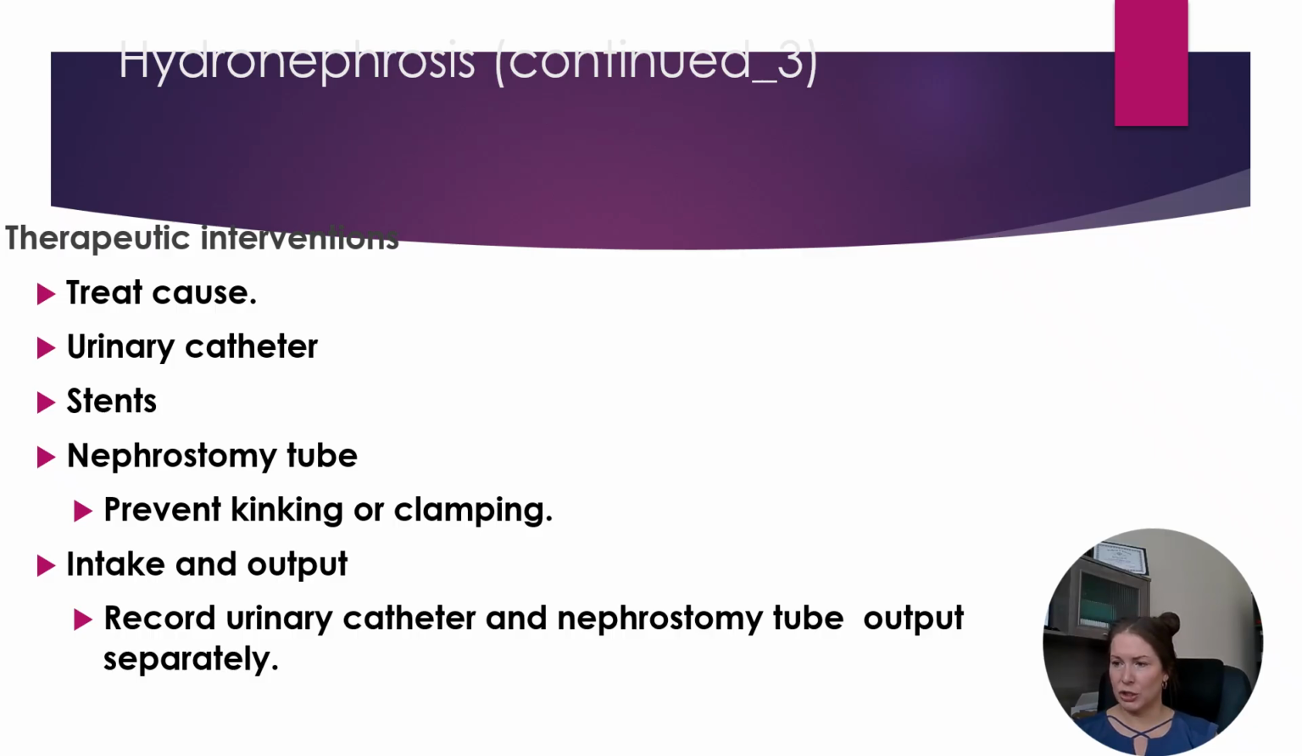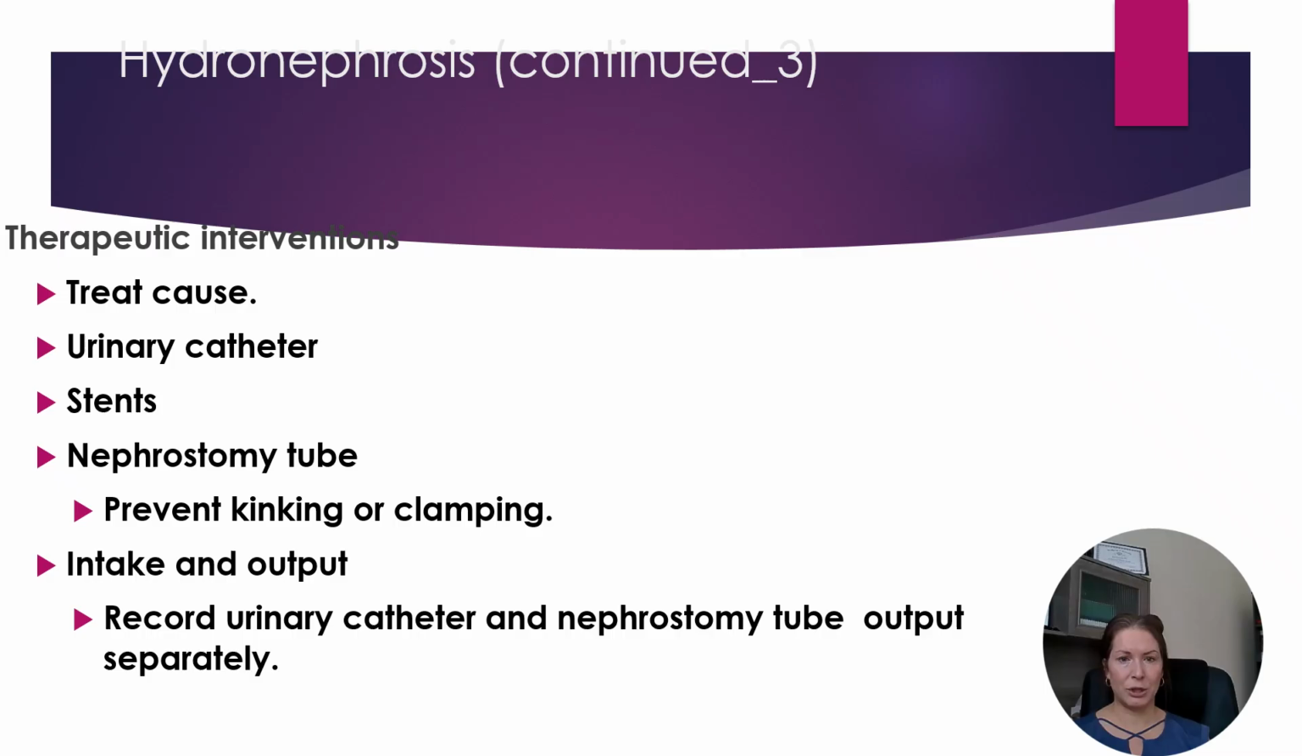For urinary drainage options, we possibly want to place a urinary catheter that can help relieve lower obstructions. The stents are going to be placed inside the ureter to help keep it open and allow the urine to flow through from the kidney into the bladder.